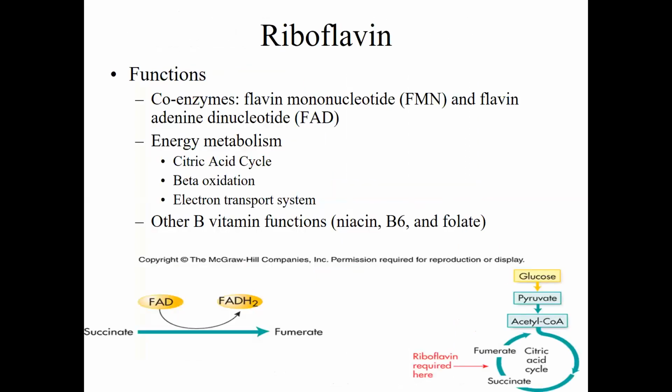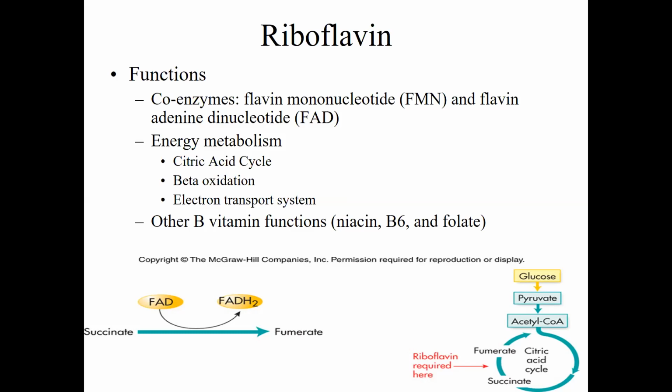In terms of our functions, this is also going to be an important coenzyme for energy metabolism. If you've ever looked at the nitty gritty of the citric acid cycle, again, it's involved in ATP production. Every time you see FAD, FADH2, and FMN, those are abbreviations for the coenzyme form, and you know we are talking about the coenzyme form of riboflavin.